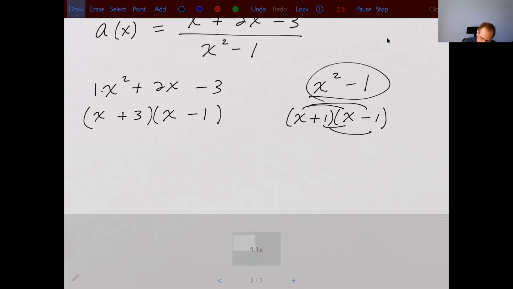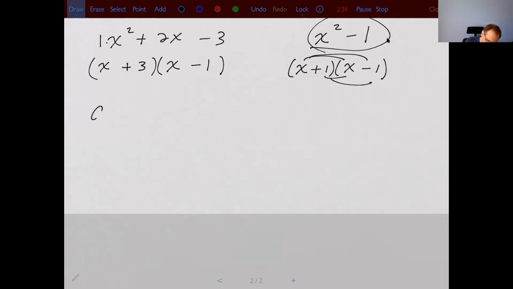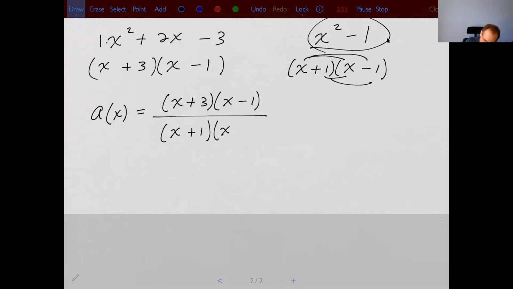All right, so therefore, a, that function, right, is a function of x. We can now write in factored form, it's going to be x plus 3 times x minus 1, that's in the numerator, divided by x plus 1 times x minus 1 in the denominator. Okay, now here, normally you would think, okay, it looks like I have vertical asymptotes where the denominator is 0, right? So where's the denominator going to be 0? The denominator is going to be 0 when x is -1 and when x is +1.